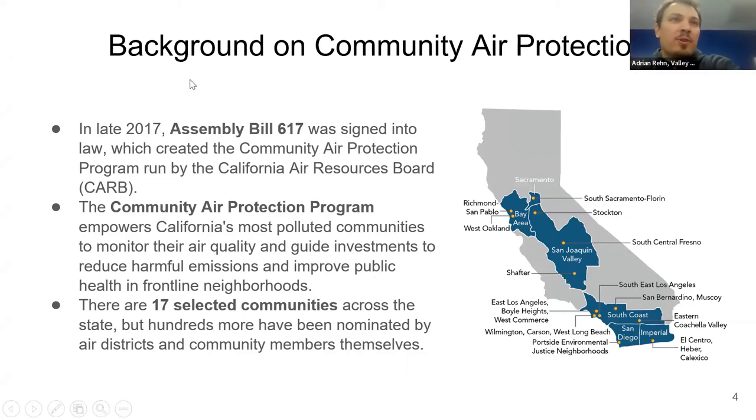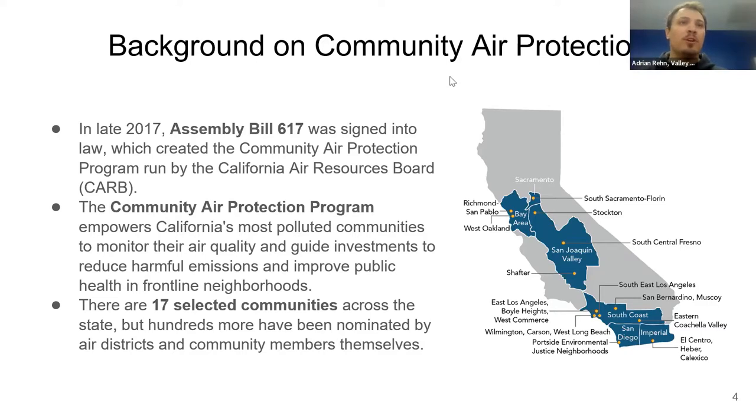So thanks again for everyone joining us today. I just wanted to provide a little bit of background about the work done to date. Bear with us, but this is important background as we move into our working sessions, our breakout sessions for today. In late 2017, a piece of legislation called AB 617 was signed. It created this Community Air Protection Program run at the California Air Resources Board at the state level. And this is the program that is funding our work together today.